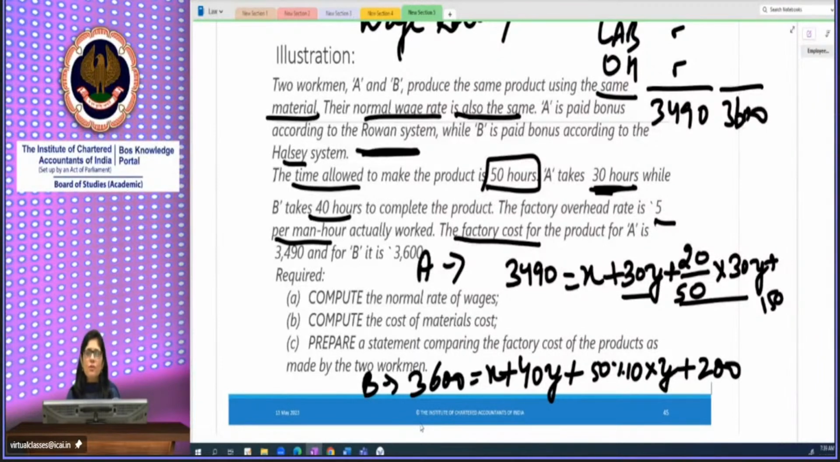So solve on your own. I'm again telling you, take two situations of time saved when the time saved is less than 50% of time allowed and two combinations when time saved is more than 50% of the time allowed. I'm telling you, you will get to a surprise conclusion. And solve this under both the methods, Halsey and Rowan. All right. You solve it and you give me that conclusion, that what conclusion you come out.